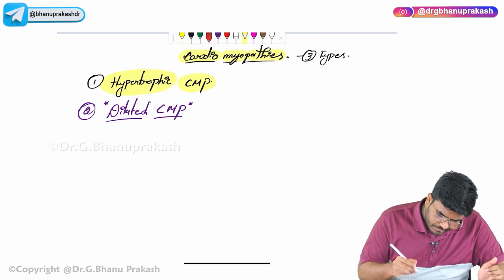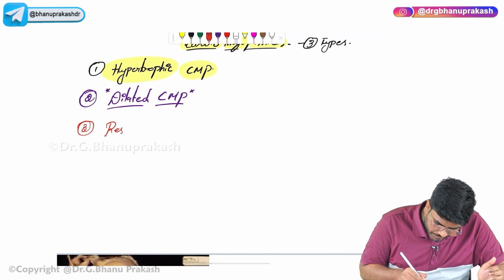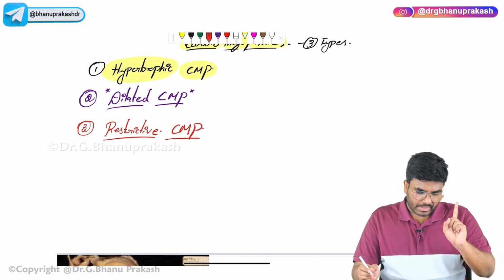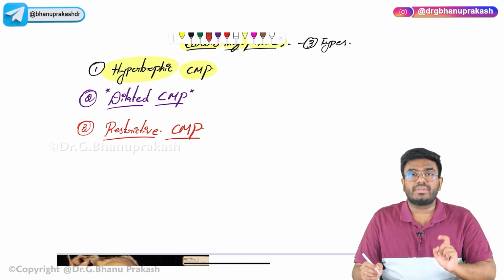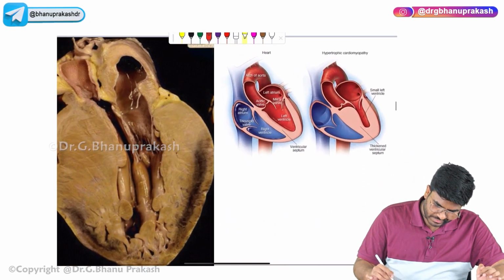The third type of cardiomyopathy is restrictive cardiomyopathy. So hypertrophic cardiomyopathy, dilated cardiomyopathy, and restrictive cardiomyopathy. There are 3 types of cardiomyopathies. Now, let me begin with the first one.